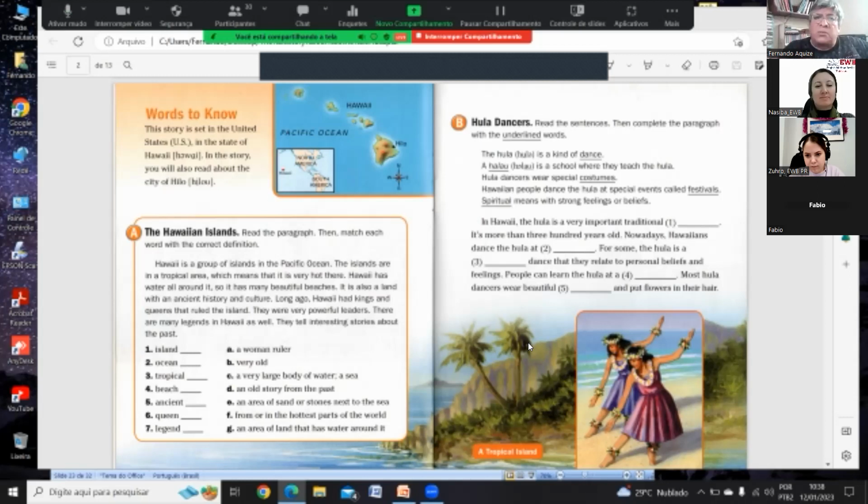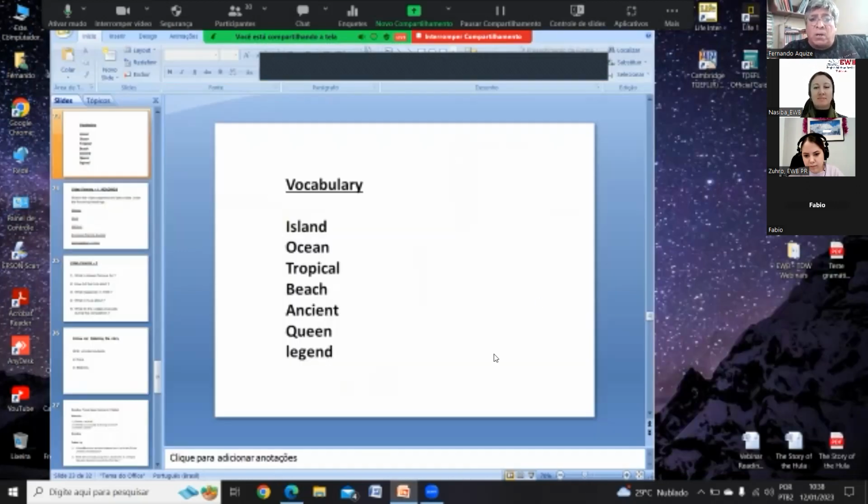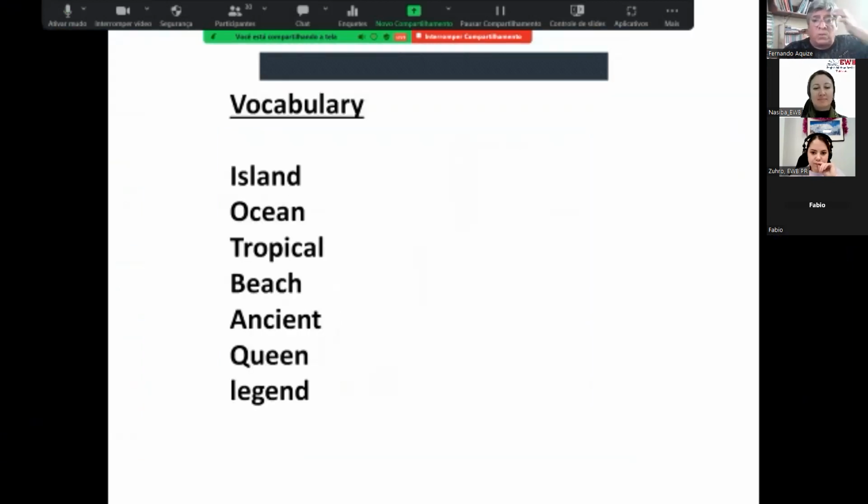You can also have webs. You can use the activity I showed you before with webs. But it's important that you work with the vocabulary before you play the video. This is really important, okay?